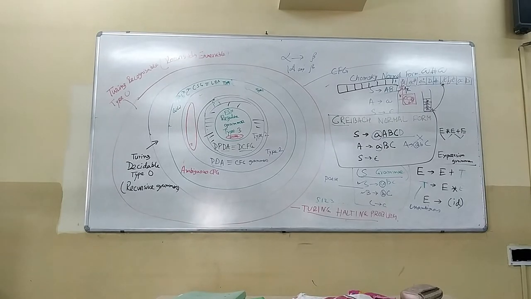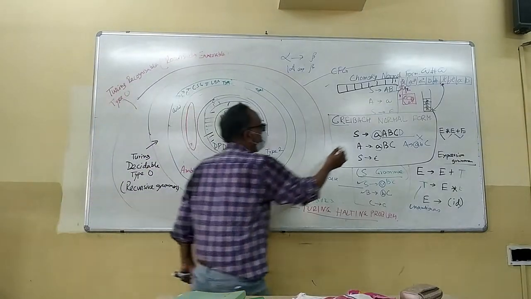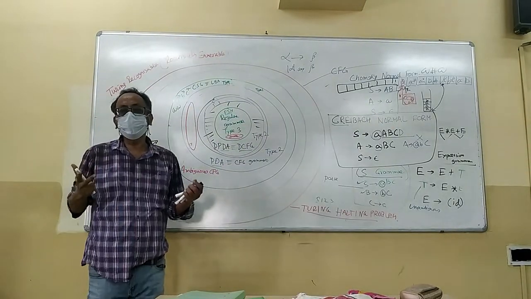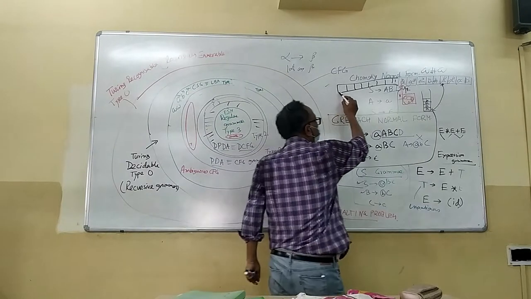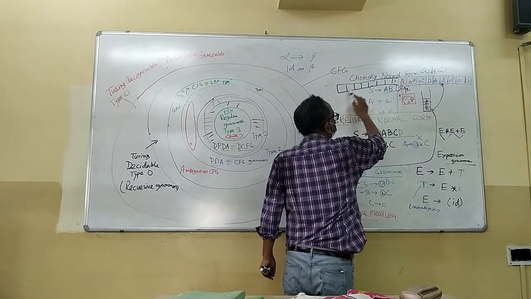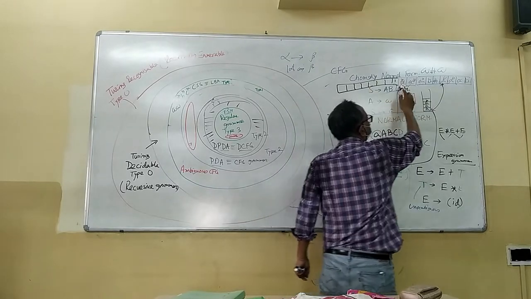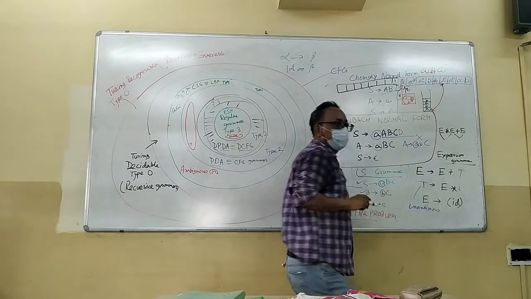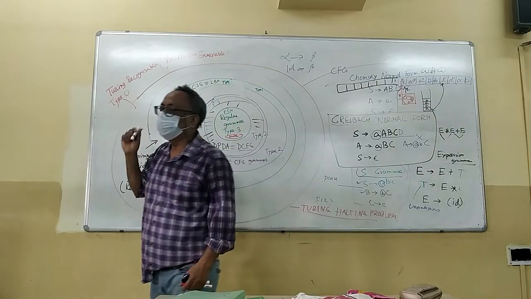Your CPU is nothing but a finite state machine. And this is your 8 GB RAM. Your program is here. Your program configures the CPU to take the data and write it here itself. So that is the universal Turing machine.